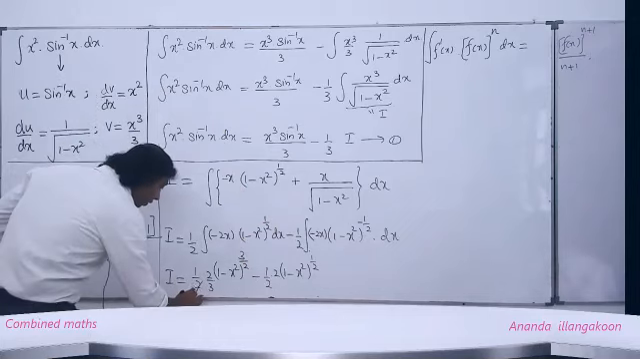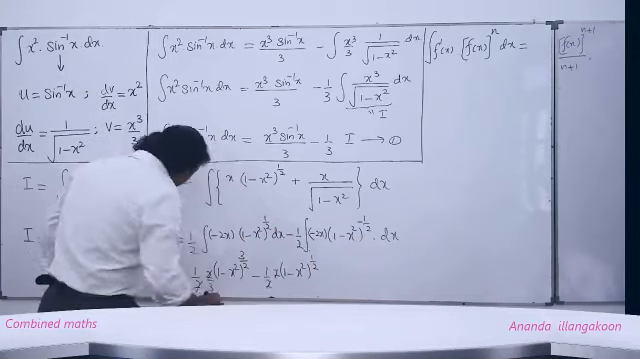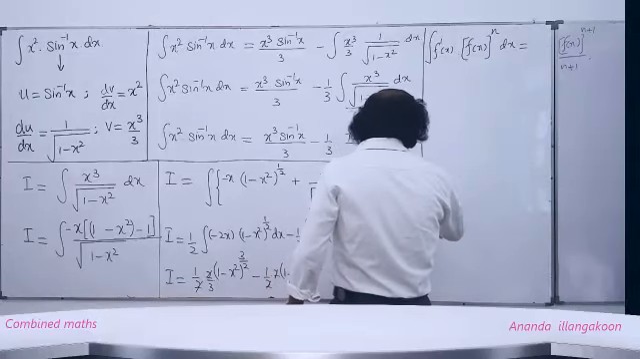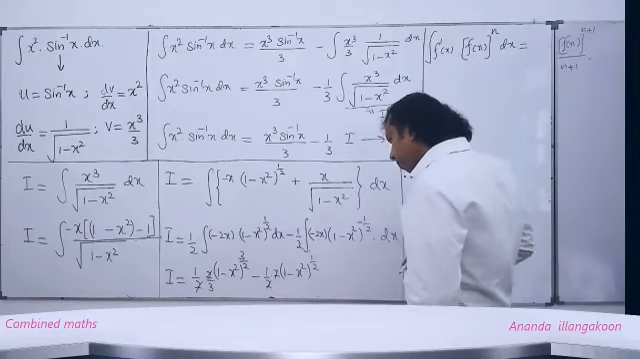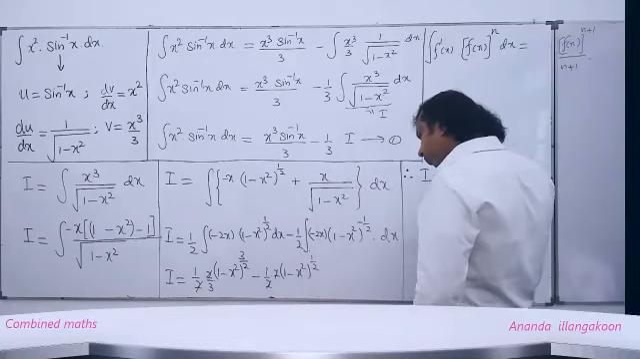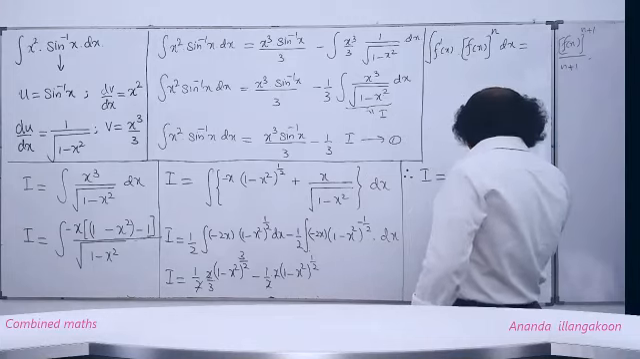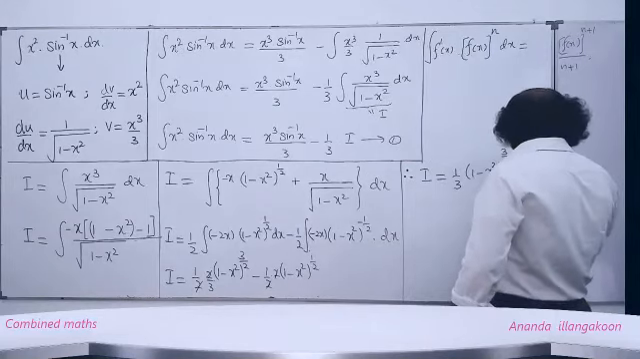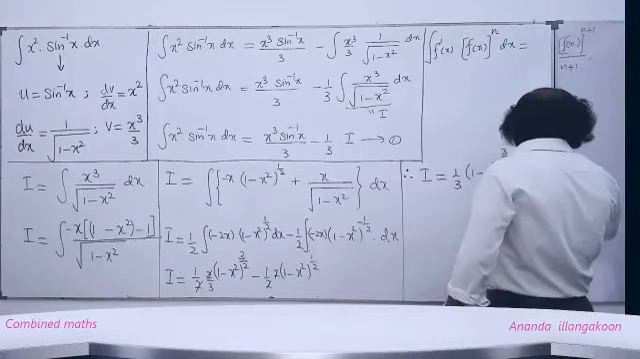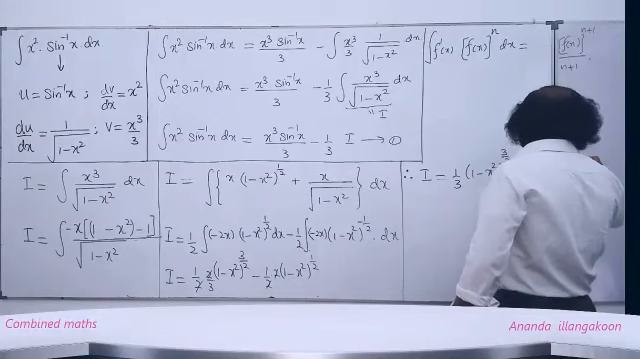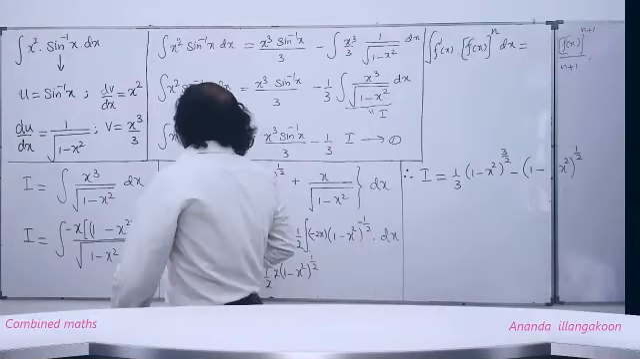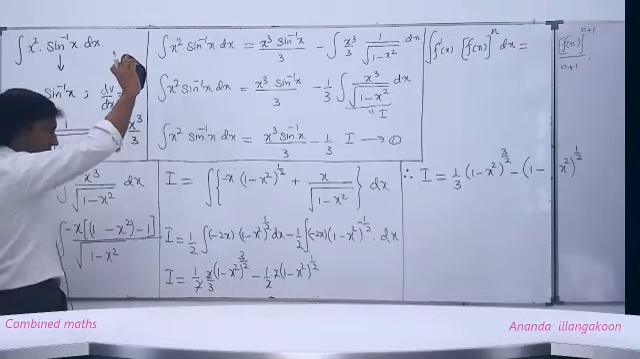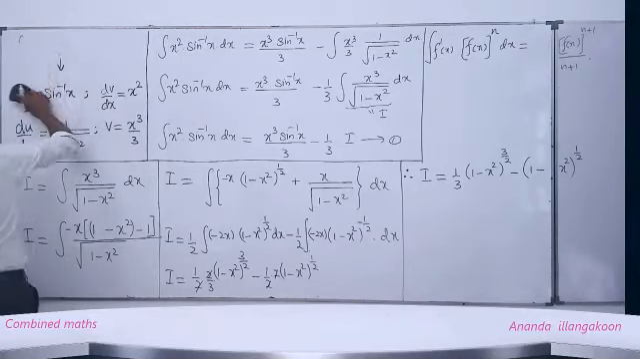We can furthermore simplify this. This and this we can cancel down. This and this we can cancel down. Then the answer of I we get like this. Therefore, I is equal to what, people? 1/3 (1 minus x squared) to the power 3 by 2 minus (1 minus x squared) to the power half, right? Now this we substitute in number 1. So then we get by number 1 the required answer.